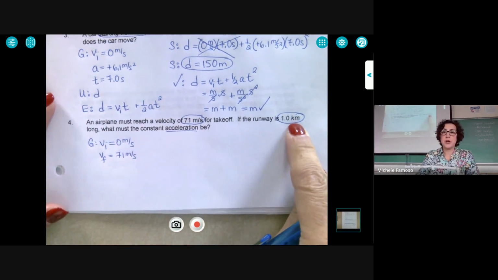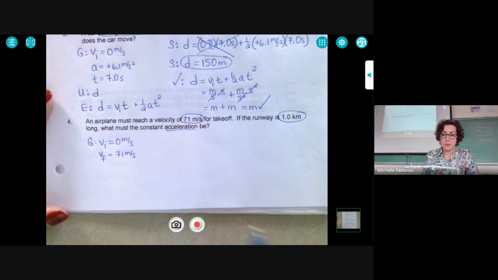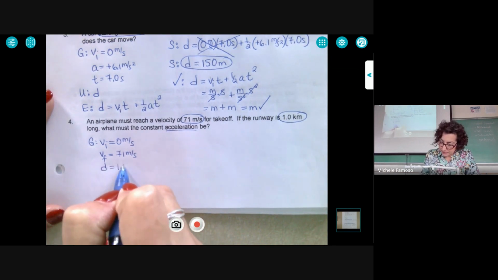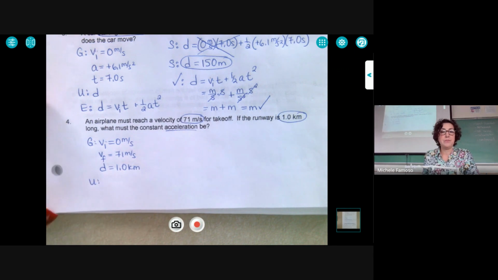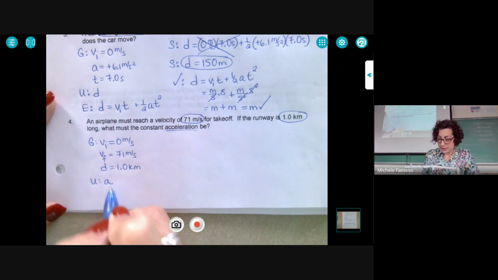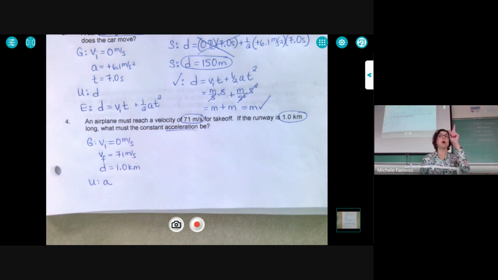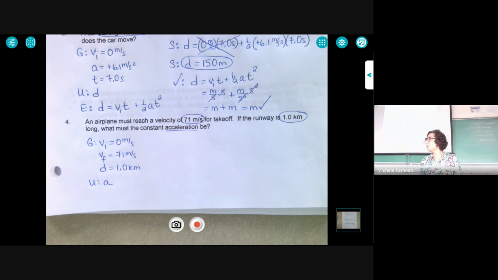Grace, what is this 1.0 kilometer value? That is a distance D. And Mike, what's my unknown? So lowercase a. All right, we have one small problem before we look for an equation, and that is with the D value. What units do we need D to be in? Meters. It's in kilometers. We have kilos somewhere on our reference table, don't we? We've learned about that previously. Where do we find it?